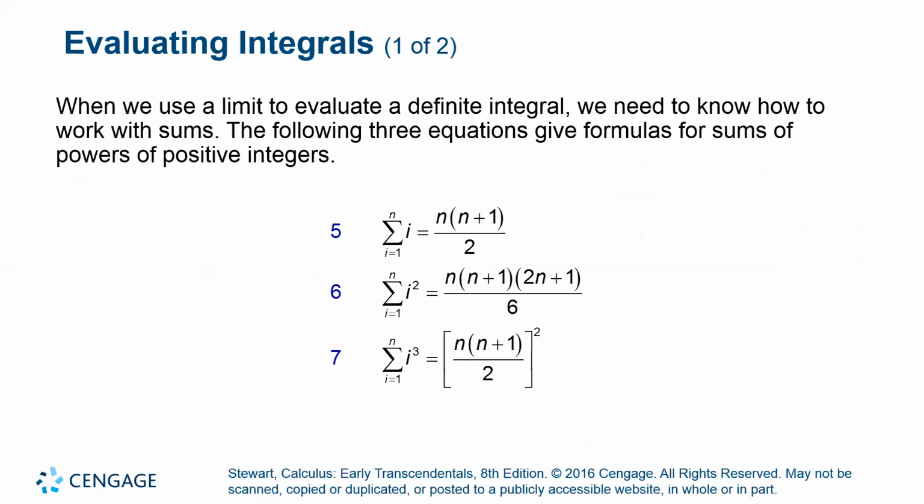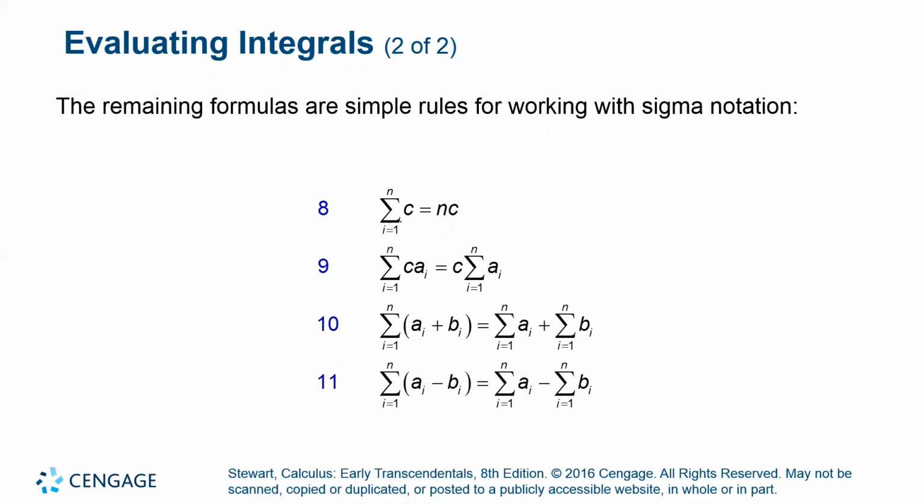Now, remember when you add the first n positive integers, it is given by this, the sum of that, or the square, and then the cube. We know this from 5.1. And also, if you add a constant c n times, it's just n times c. Now, if the constant doesn't depend on i, then you can bring it outside the sum. That is one property that we use. And then we also have the sum and then the difference.